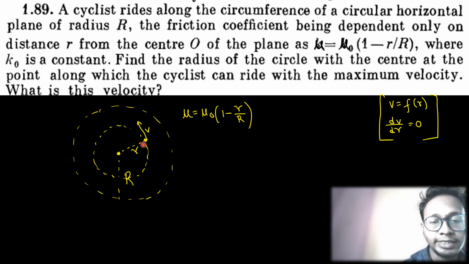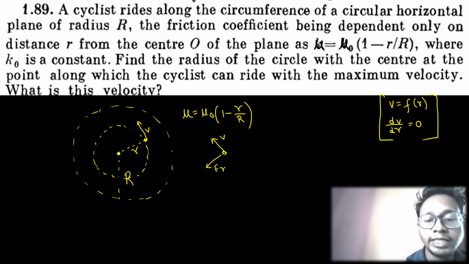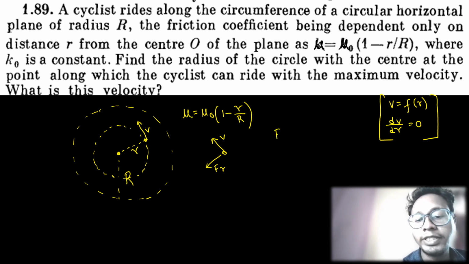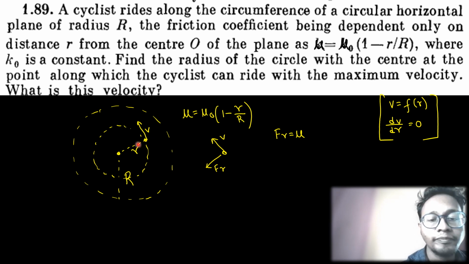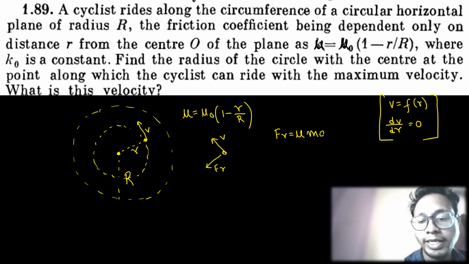Here, when the cyclist is traveling in a circular path, where is the centripetal force directed? Towards the center. And who is providing the centripetal force? The friction force is providing that centripetal force. And what is the value of friction force? Mu into N, where N is equal to mg. The ground will provide N upward and the mass of the cyclist is m. So friction force is equal to mu mg here.